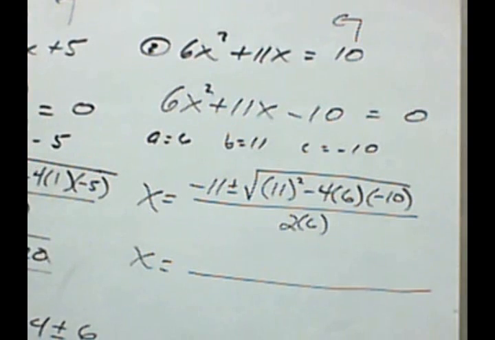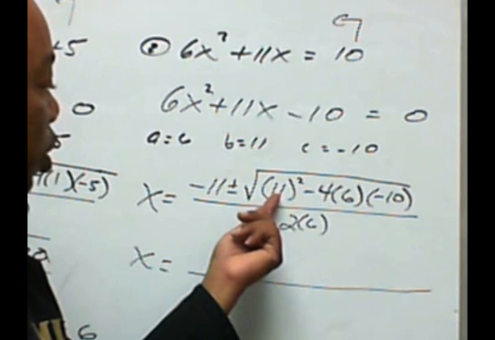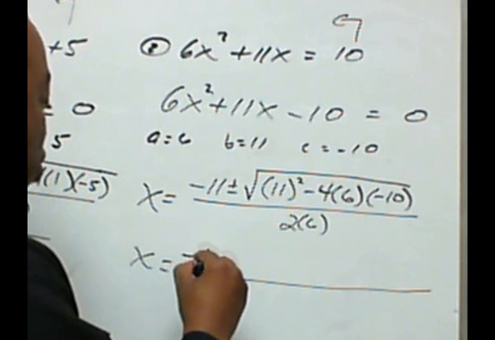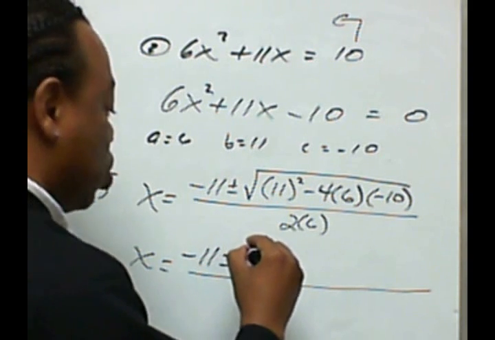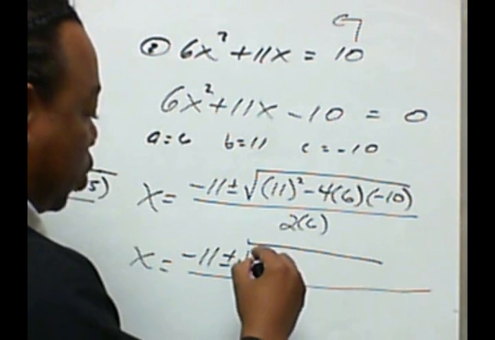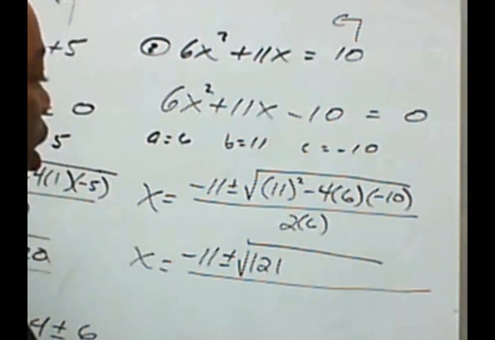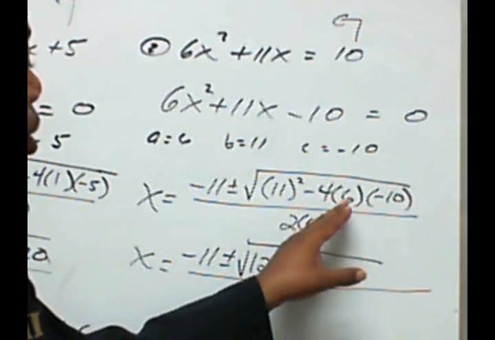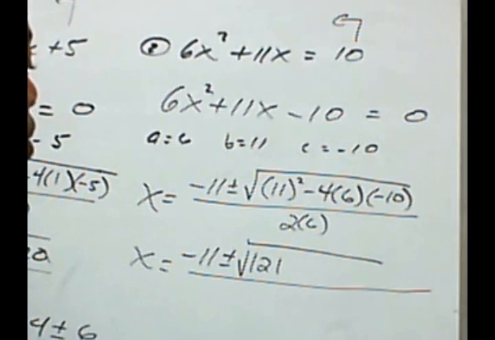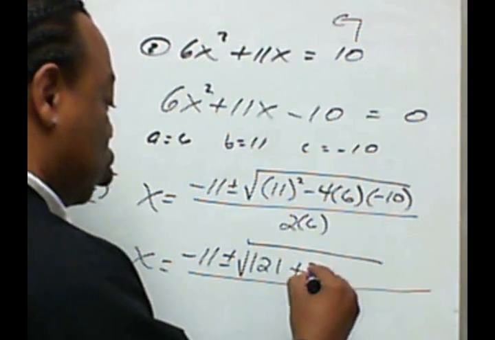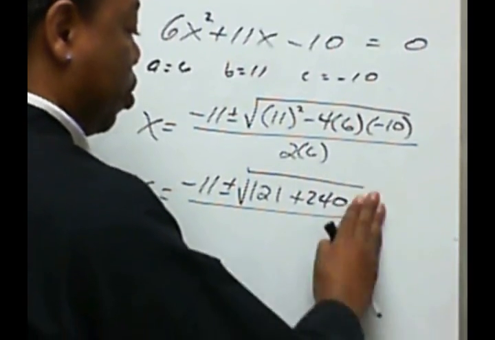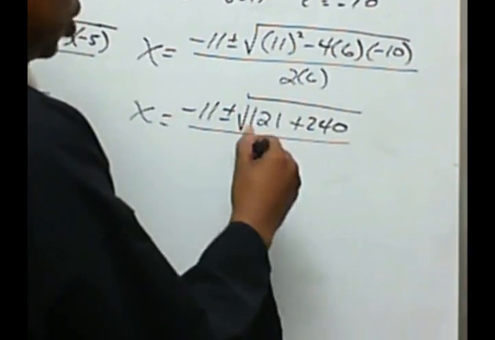Alright, let's start simplifying. First, our exponents. We have negative 11 plus or minus the square root of 11 squared, which is 121. Next, we have a negative 4 times a positive 6 times a negative 10. That's a positive 240. 2 times 6 here is 12.